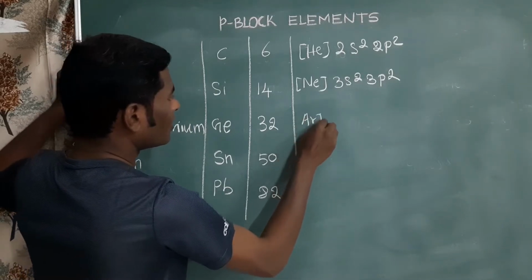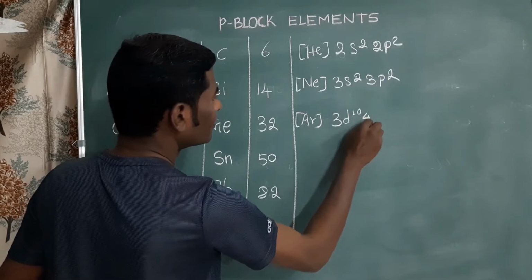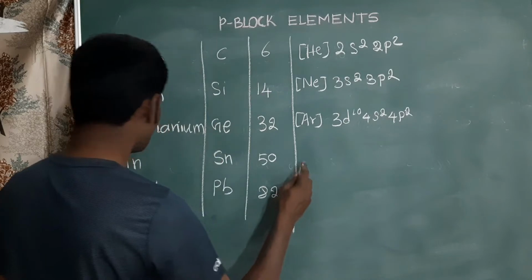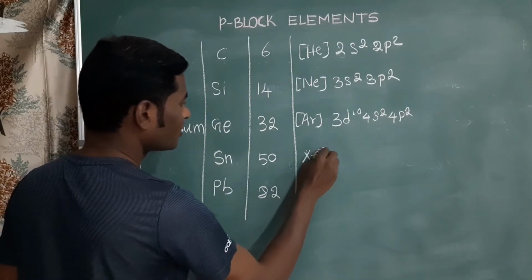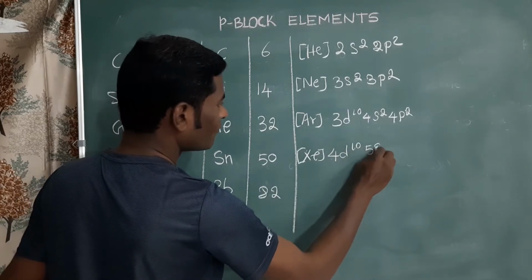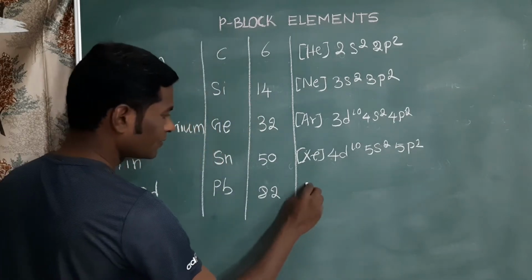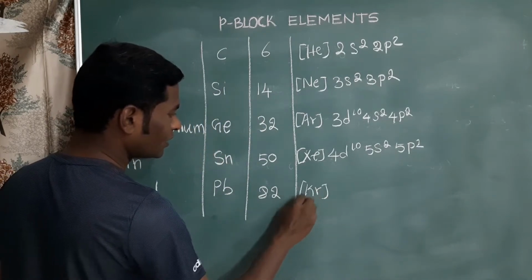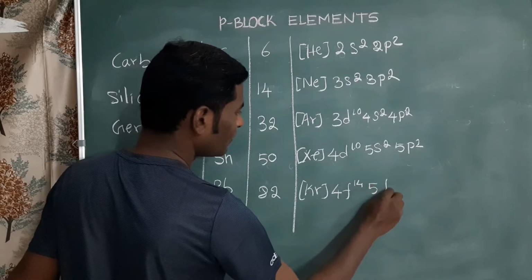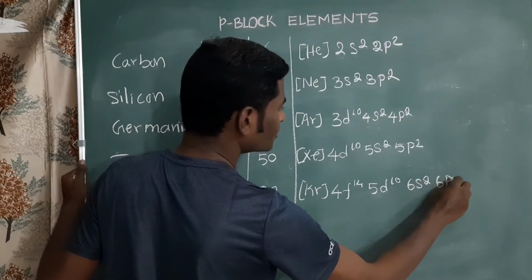germanium argon followed by 3d10 4s2 4p2, tin xenon followed by 4d10 5s2 5p2, lead krypton followed by 4f14 5d10 6s2 6p2.